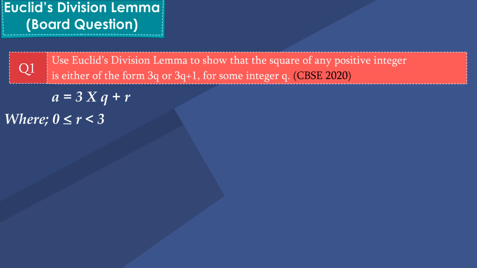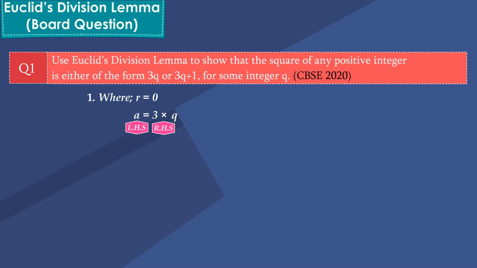Now, let's evaluate the equation for each of these values of r, starting with r is equal to 0. Here, we get a is equal to 3q. Now, we need to find a square. So, squaring both LHS and RHS, we get a squared is equal to 9q square. However, we can also write 9q square as 3 times 3q square. If we denote 3q square as a positive integer k1, we get a square is equal to 3k1, where k1 is a positive integer.